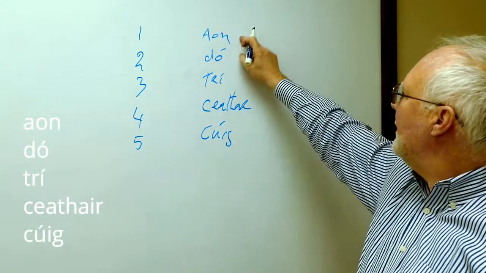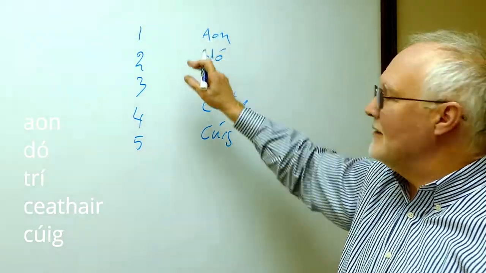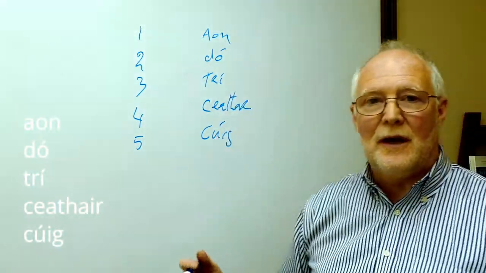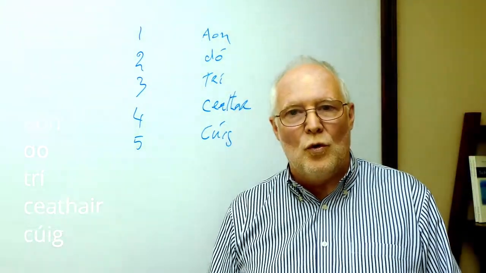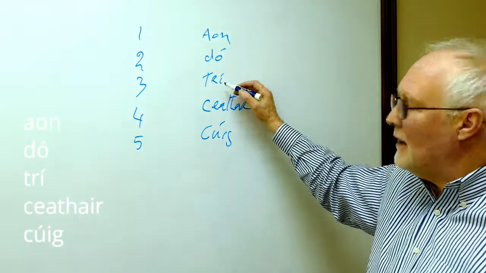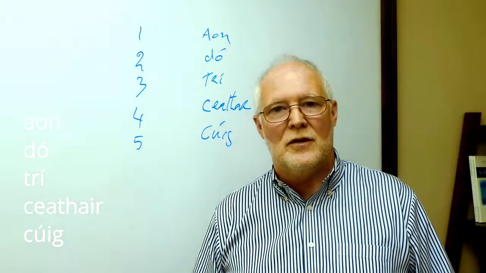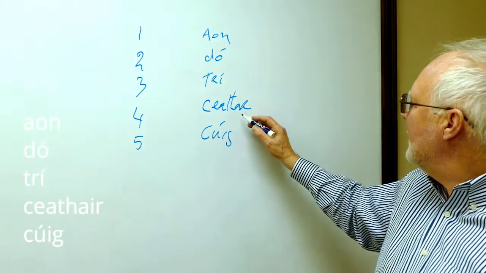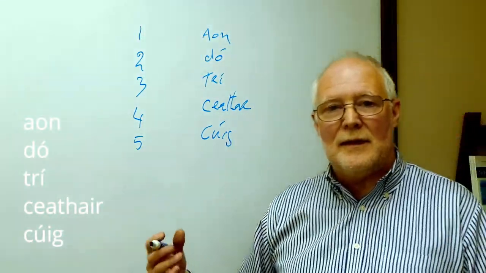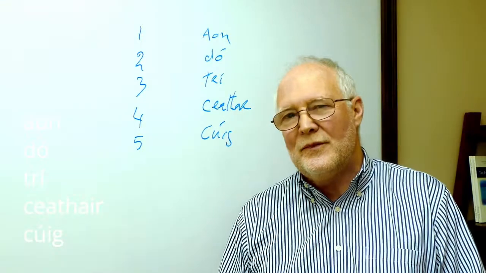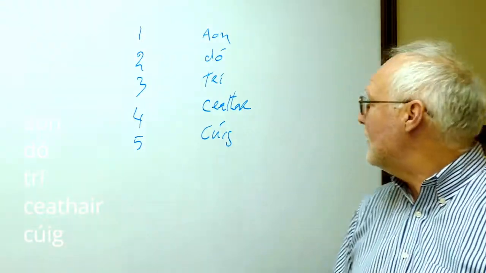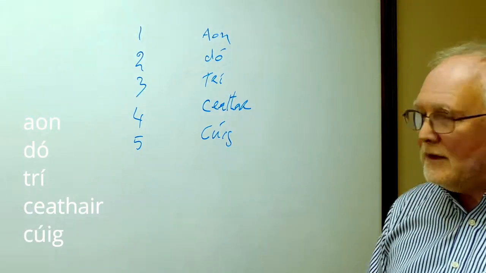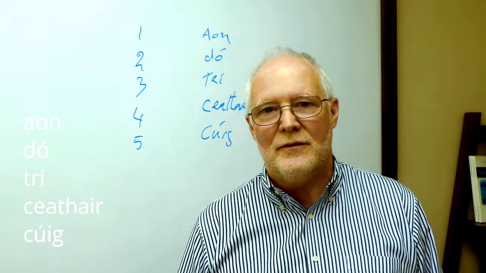So, in, you can see it's a diphthong, two vowels to make one sound. Do has a síneadh fada on the O, so it's not do, it's dó. And then you've got a síneadh fada on the I for trí. It's not tri or tre, it's trí. In, do, tri, cahar. Again, it has the H on the T, so that becomes an H sound, or even silent, but I think H is better. And then the last one, cuig. C-U, fada, I-G, five, cúig.